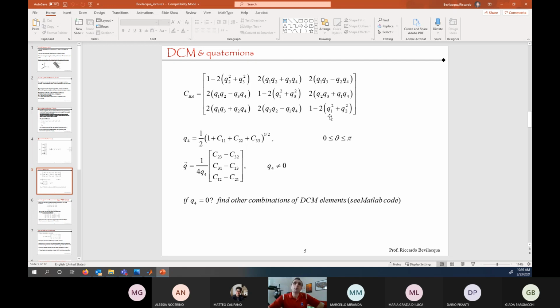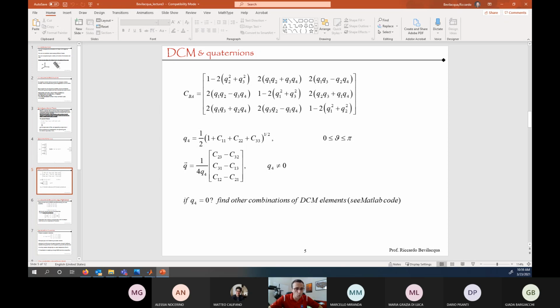So the DCM in terms of quaternions is given by this formula. I personally refuse to memorize these expressions. You should not, obviously. I mean, they are available for you. If you want to extract a quaternion, there are different ways. The fourth component of the quaternion is given by the trace of this matrix. So basically, you add the diagonal terms plus 1, square root, divided by 2. And then the vector component is given by this other expression. Now, what happens if Q4 is 0? Well, there are other combinations, other manipulations you can do with these components of the DCM to extract the quaternion.